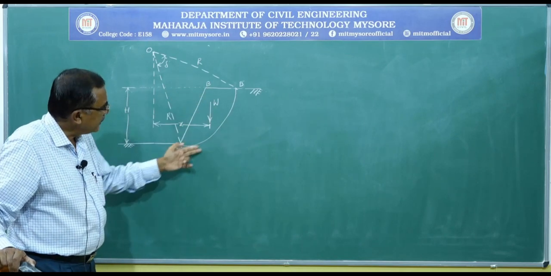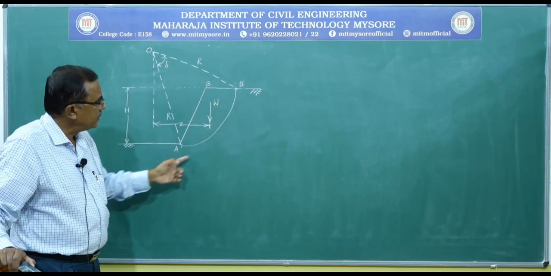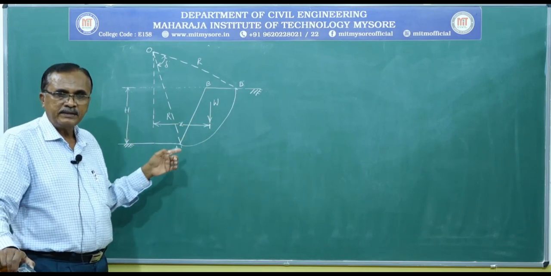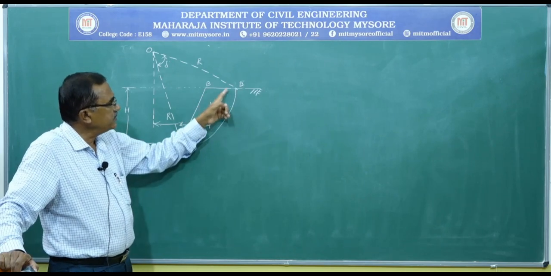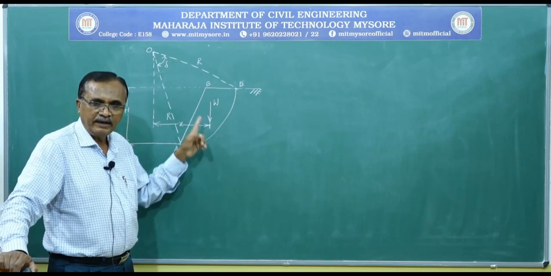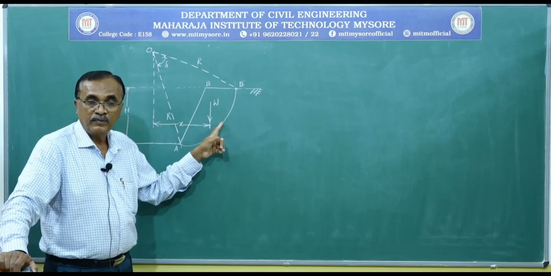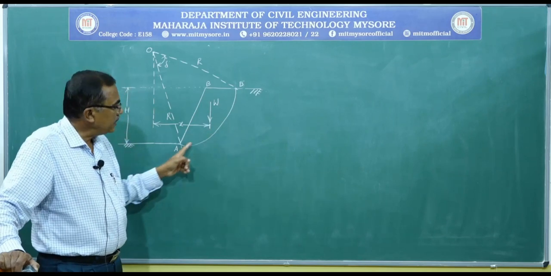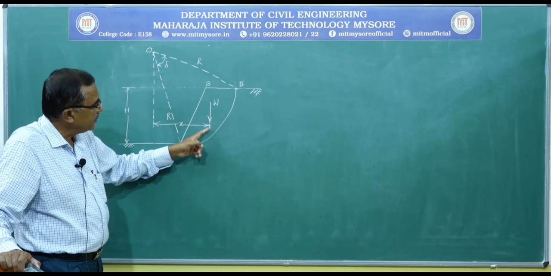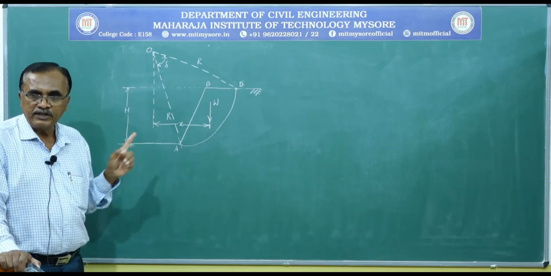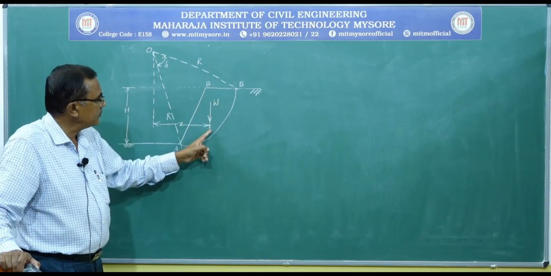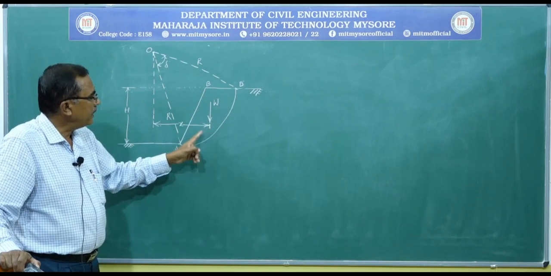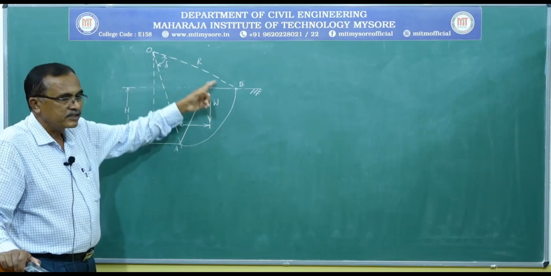Hence, it is creating what is called the driving force. It acts as a driving agent. So this W, the weight of the soil wedge, is the driving force which tries to drive this entire soil wedge in the downward direction and in the forward direction. So this driving force will act about the axis of rotation.